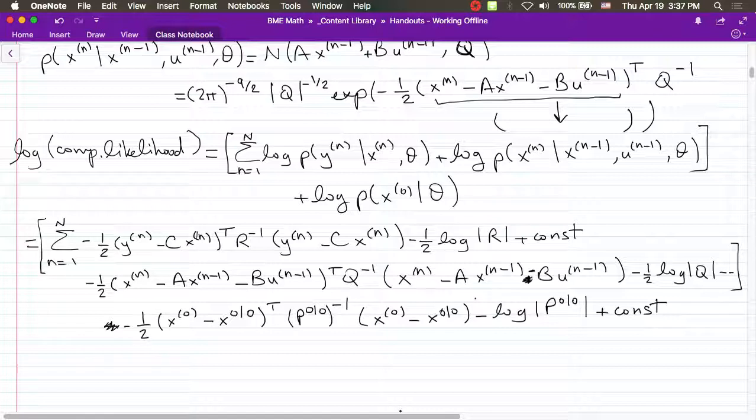So we can write the log of the complete likelihood. And our final step is take derivatives of this with respect to our unknowns. Any questions so far?